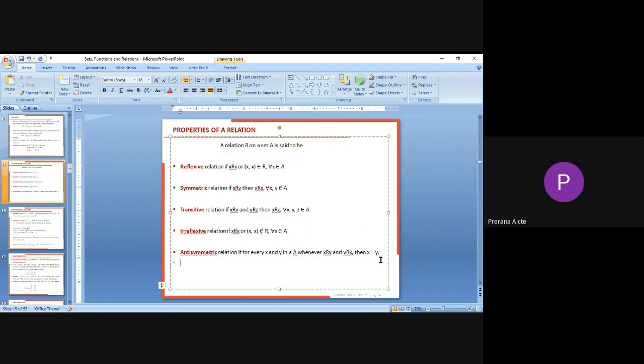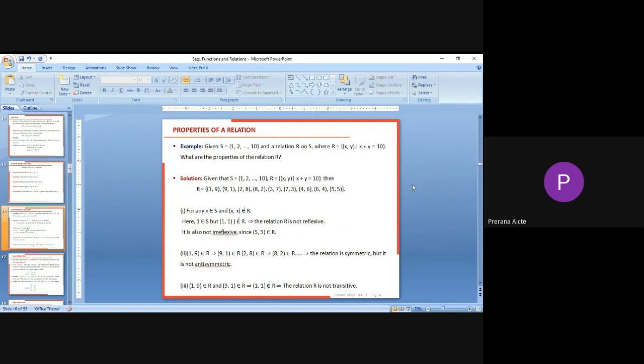That means, if we have a relation from x to y and y to x, then it is possible only when x and y are equal. That is what we call an antisymmetric relation. Next, based on these properties, let me consider a small example.